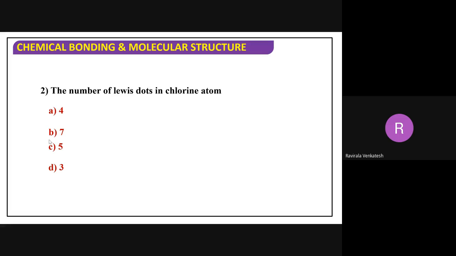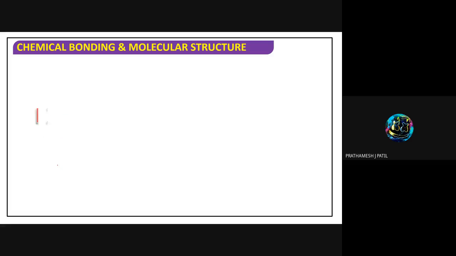Tell me, how many Lewis dots are present in the chlorine atom? Seven. Seven, sir.